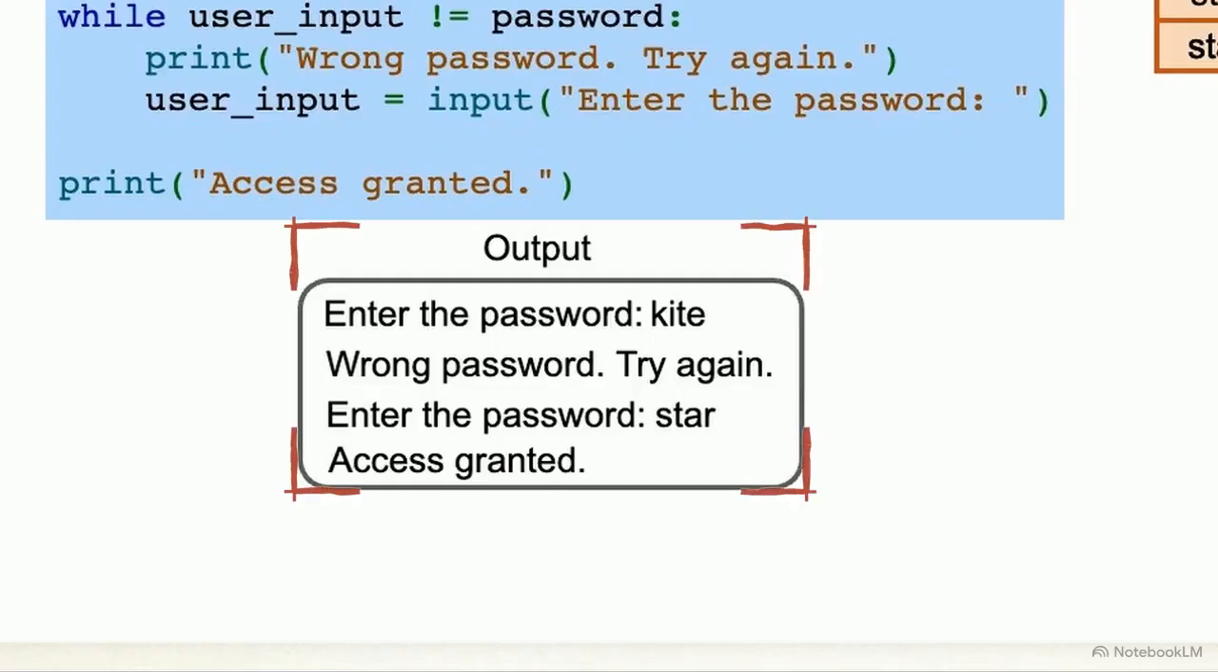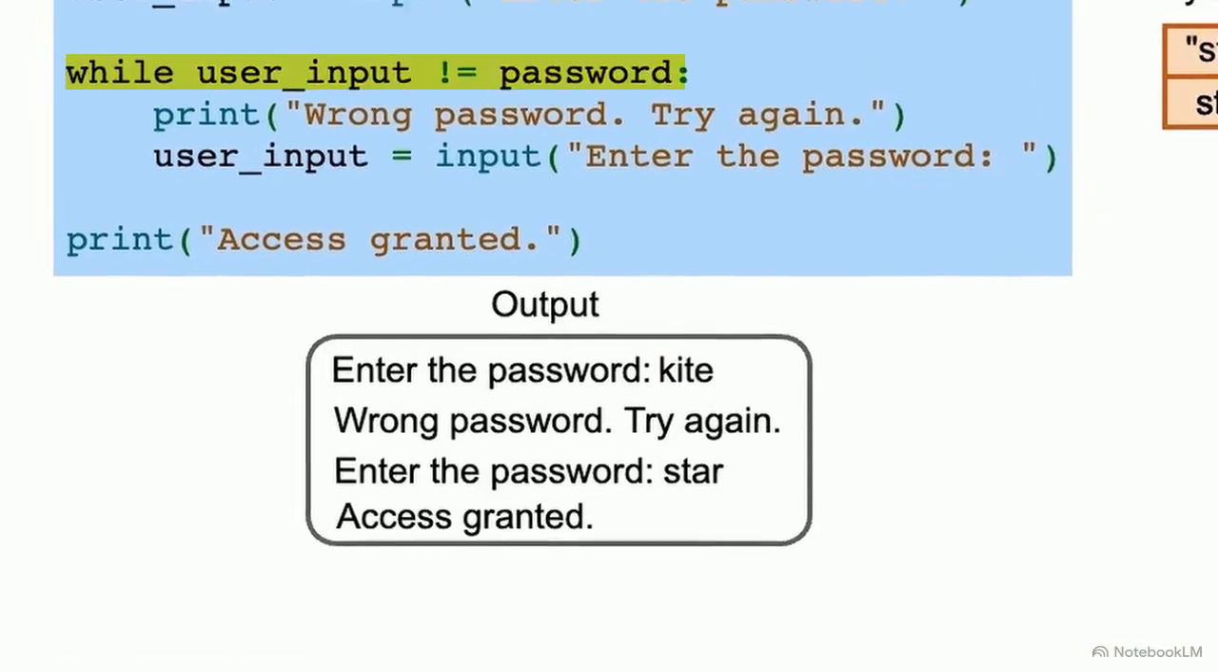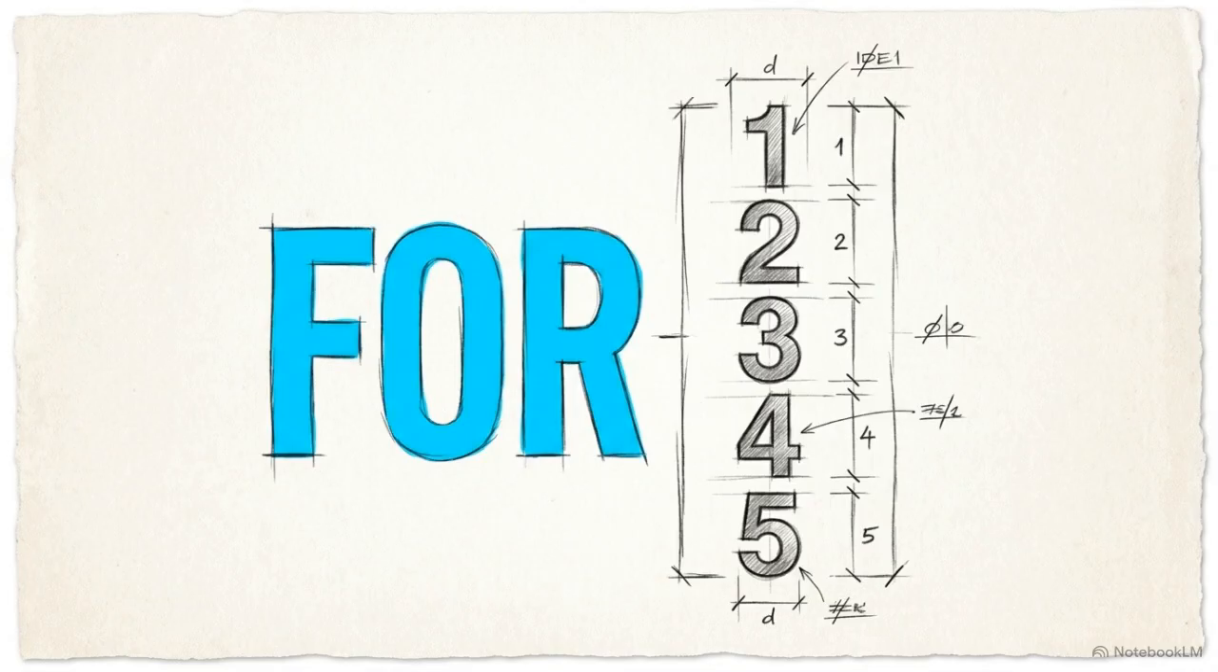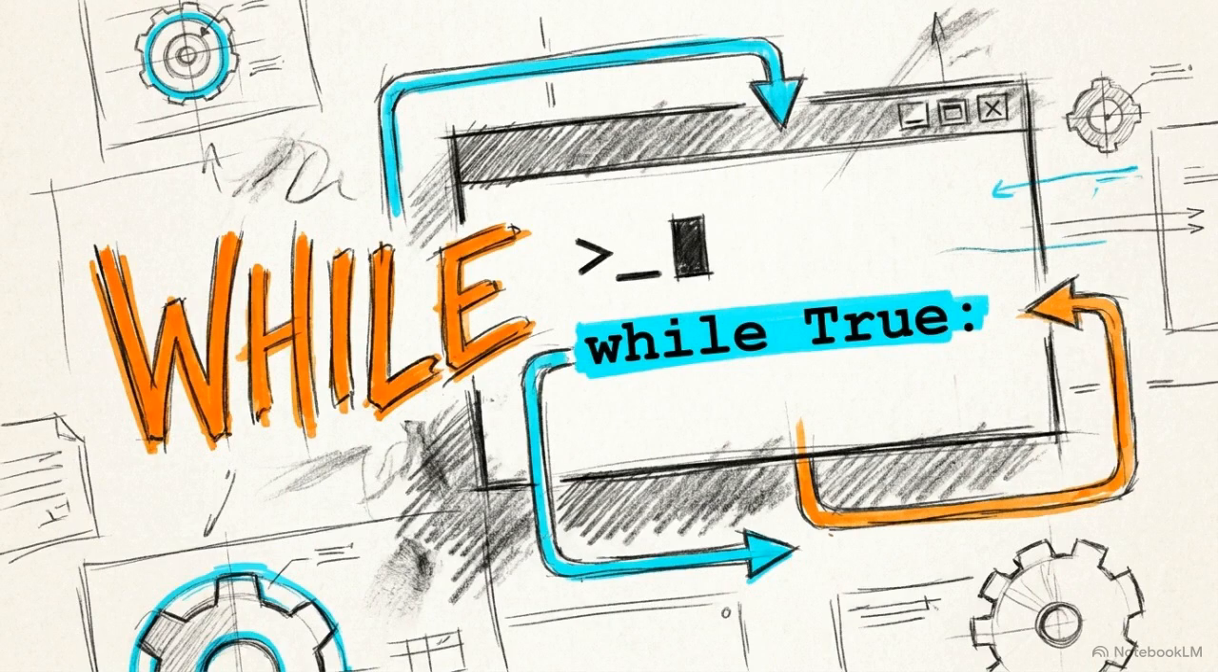Here is a simulated terminal. Try writing the ICU logic for a program asking for a password until the user types star. A for loop fails here because wrong guesses are unpredictable. The while loop perfectly handles this condition, changing based on user input. The rule is straightforward. Use a for loop when you know the sequence limit before you start. Use a while loop when you are waiting for a specific threshold or an unpredictable user event.